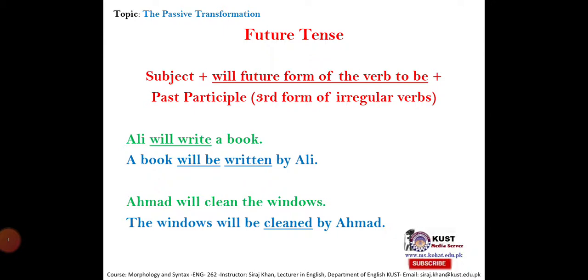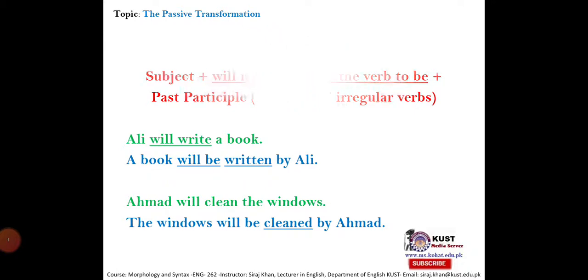When we change that into passive voice, we go with the same formula: the replacement of subject with the object, auxiliary according to the tense in verb to be, third form of verb, followed by the preposition by and the object which was the subject of the active voice, like a book will be written by Ali. In the second example, Ahmad will clean the windows, so the windows will be cleaned by Ahmad.